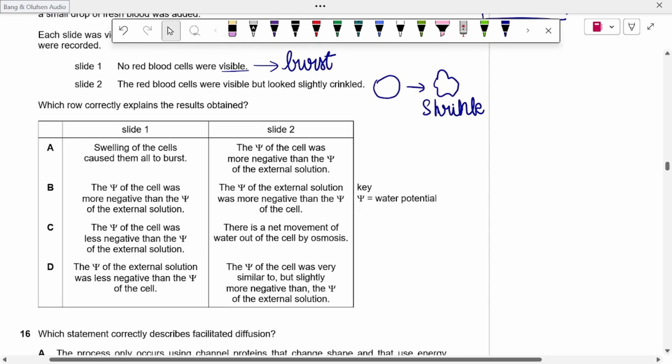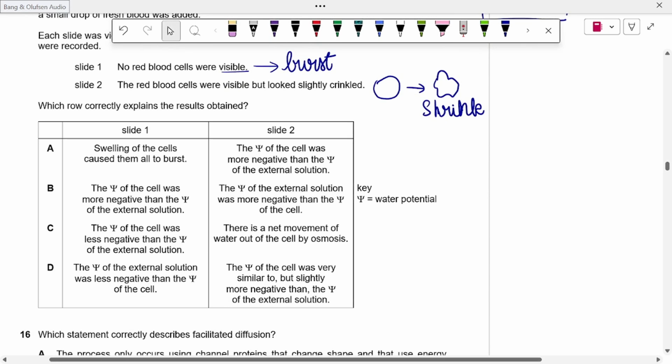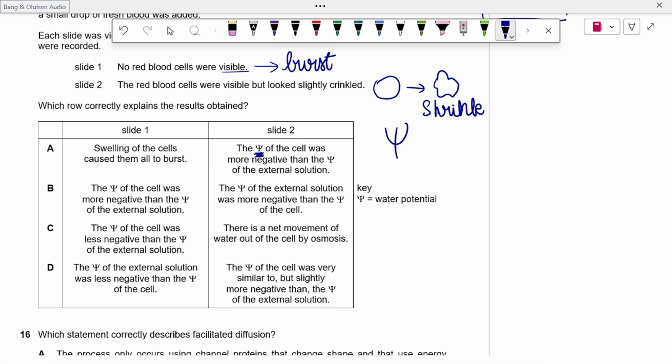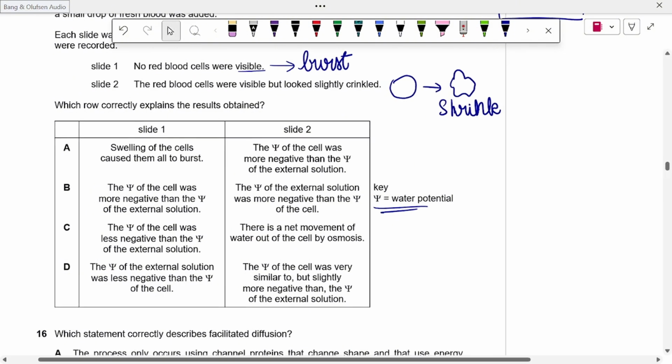Which row correctly explains the result obtained? Now this sign, this symbol is for your water potential. Water potential का symbol इस तरह होता है. की भी दी हुई है इन्होंने. ये कोर्स पहले होता था आपके कोर्स में, but I don't think अब है.